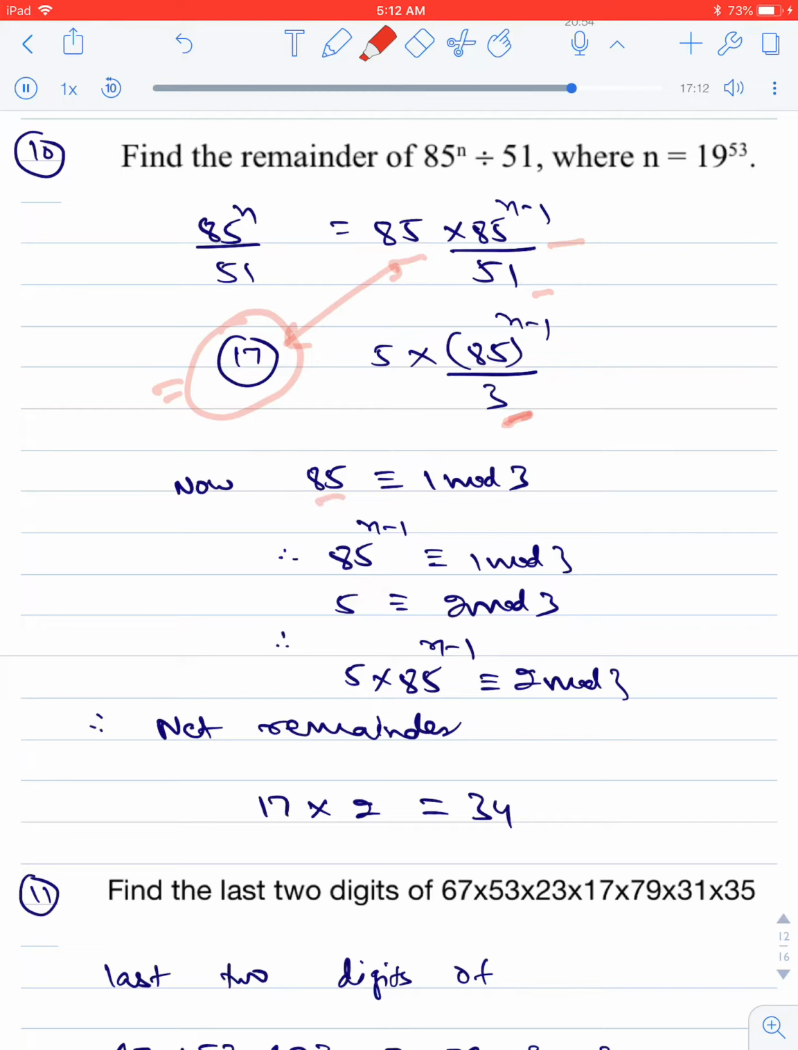So we can write 85 is congruent to 1 mod 3. 85 raised to power n minus 1 is congruent to 1 mod 3. So 5 is also congruent to 2 mod 3. So 5 into 85 raised to power n minus 1 is congruent to 2 mod 3.